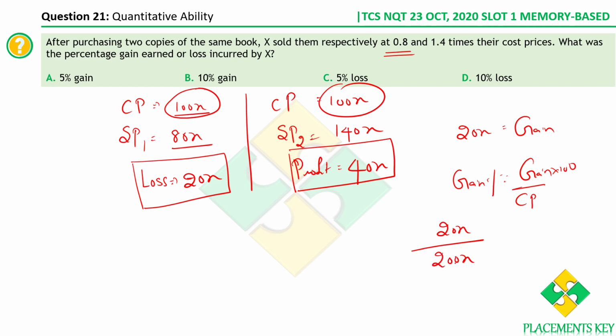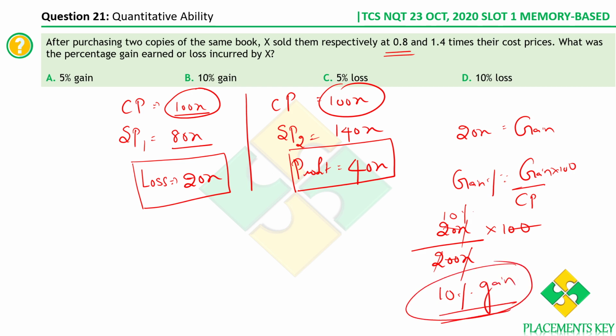On purchasing articles worth 200x, he's got a profit of 20x. Therefore, 20x by CP, which is 200x, into 100. So the zeros cancel, x is gone, 2 is gone. What is the answer that you get? You get 10%. So the answer is 10%. Is it a 10% loss or gain? It is gain. Is it clear?